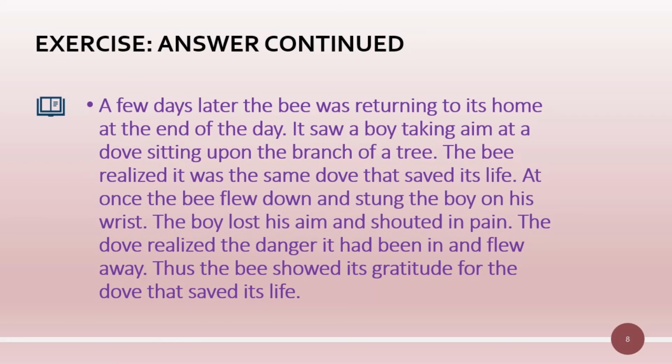A few days later, the bee was returning to its home at the end of the day. It saw a boy taking aim at a dove sitting upon the branch of a tree. The bee realized it was the same dove that saved its life. At once, the bee flew down and stung the boy on his wrist. The boy lost his aim and shouted in pain. The dove realized the danger it had been in and flew away. Thus, the bee showed its gratitude to the dove that saved its life.